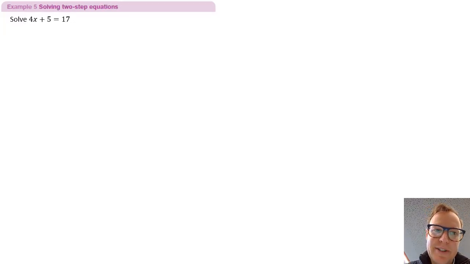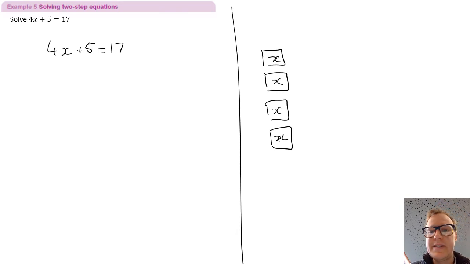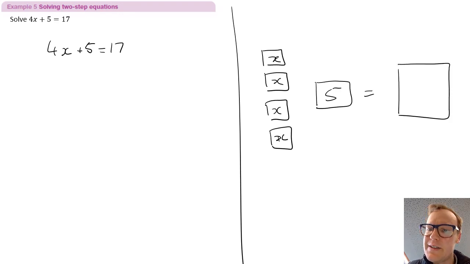Now we're looking at two-step equations. Here we're trying to simplify as we go. Okay, so first problem we've got here is 4x plus 5 equals 17. That means I've got 4 x's, 2, 3, 4, 4 x's. And that is equal to 5. I'm not going to do the individual 5s. I'm just going to say I've got 5 here. A bigger box of 5, or a different size box of 5, and that equals a different size box of 17.